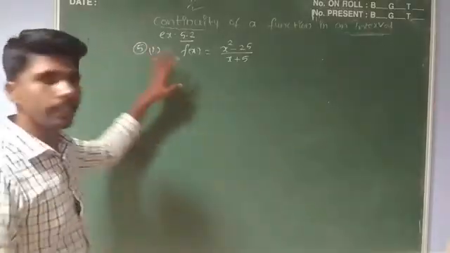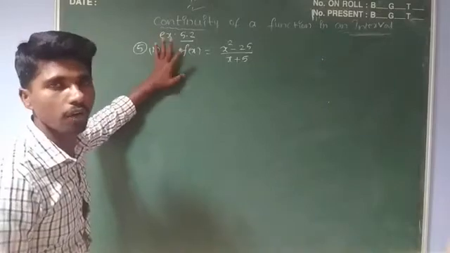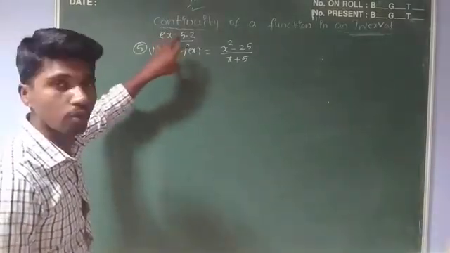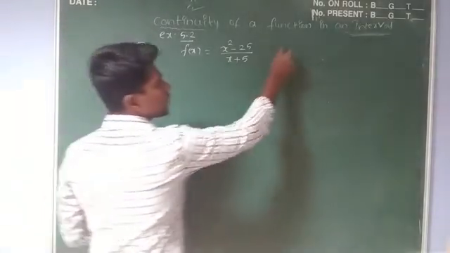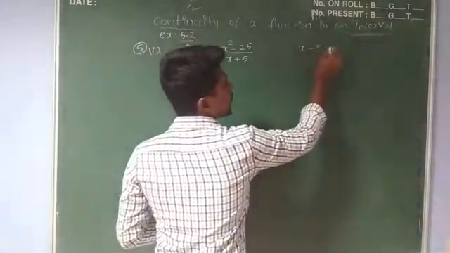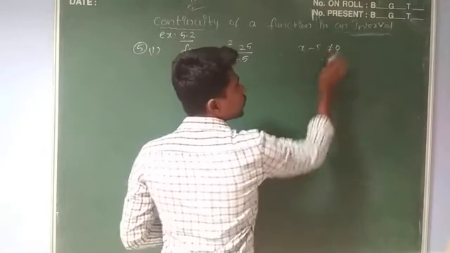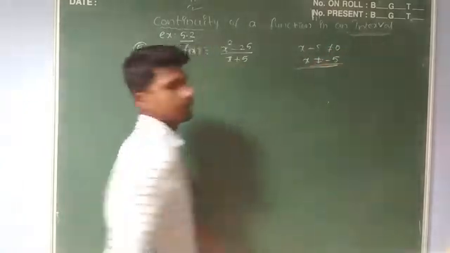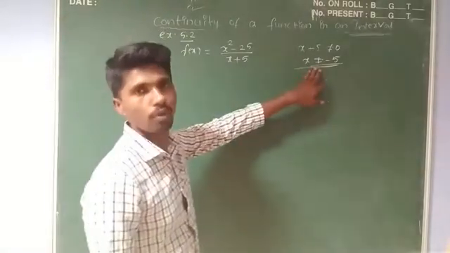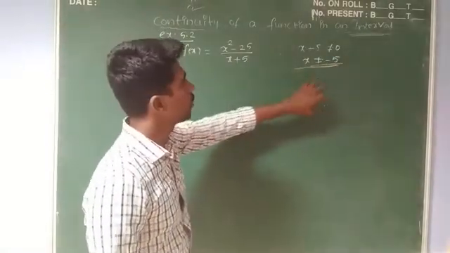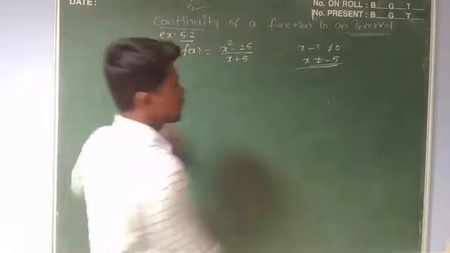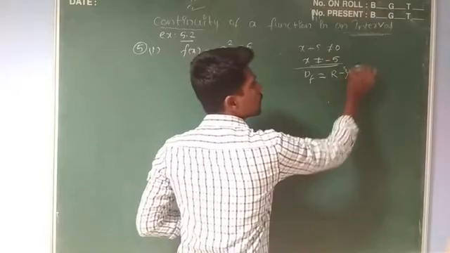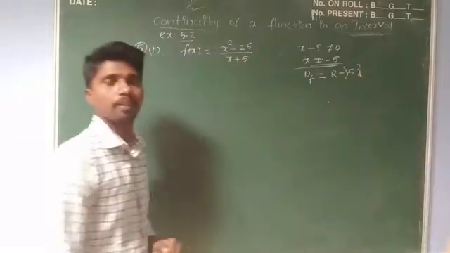Examine whether the function is continuous or not. Before saying whether the function is continuous or not, we have to define its domain. What is the domain of the given function? x plus 5 not equal to 0, x not equal to minus 5. So the domain of the given function is R minus {minus 5}.